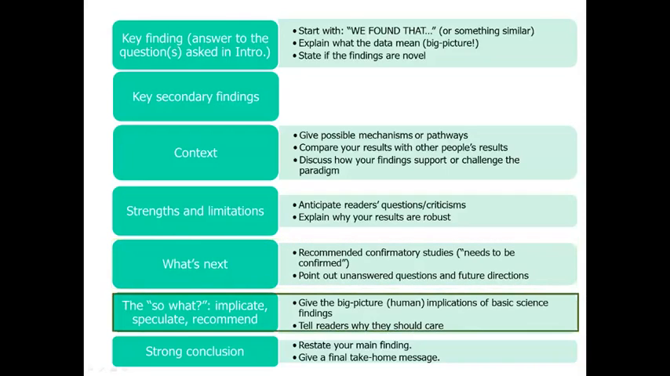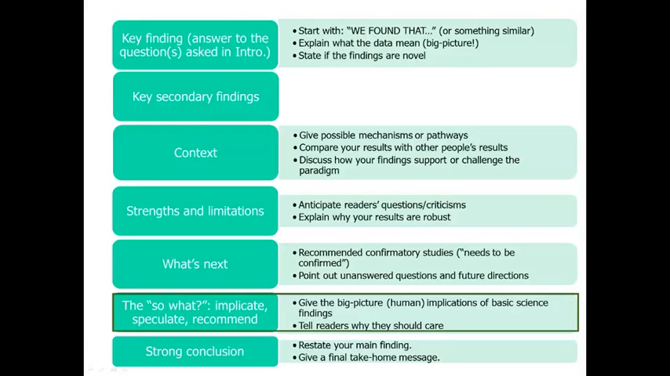And then make sure that you also include in your discussion, again, probably somewhere towards the end, the so what. Implicate, speculate, recommend. This is where you're saying, hey, why should anybody care about my findings? If you're doing something in the basic sciences, tie it to humans. What are the potential implications for people? Give the big picture implications. Why are my results important? Why is this study important? Tell your readers why they should care.